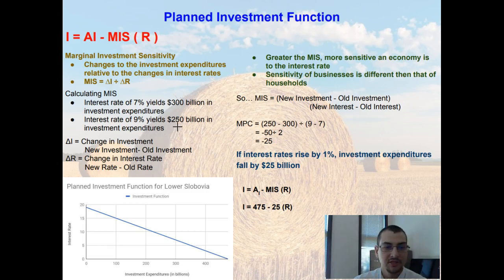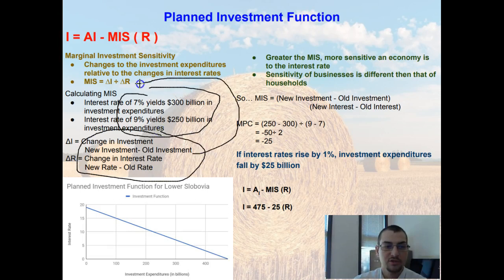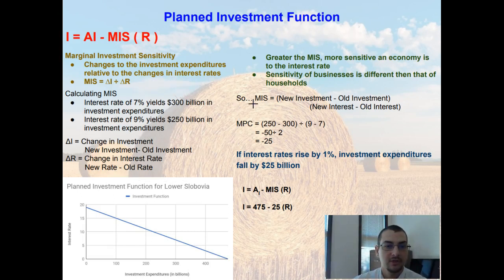So let's take these equations and plug them back up in here to create our full formula. Marginal investment sensitivity is equal to the new investment minus the old investment, divided by, I forgot to put the line in there, the new interest rate minus the old interest rate. So that's our full formula.